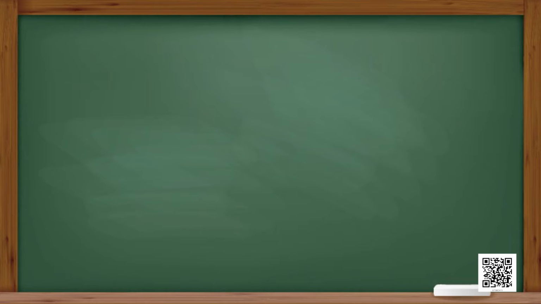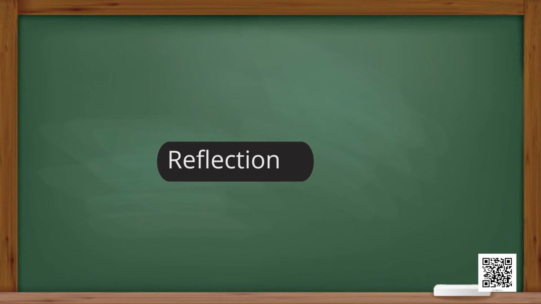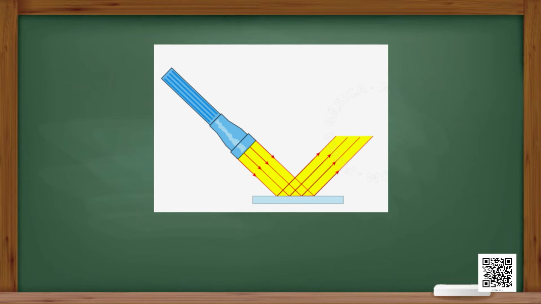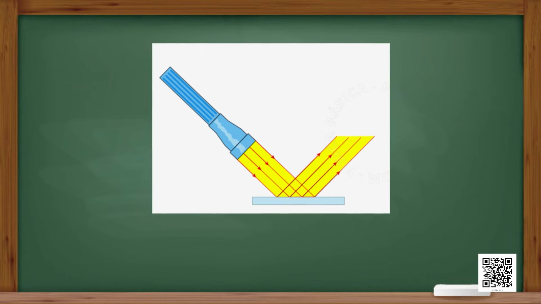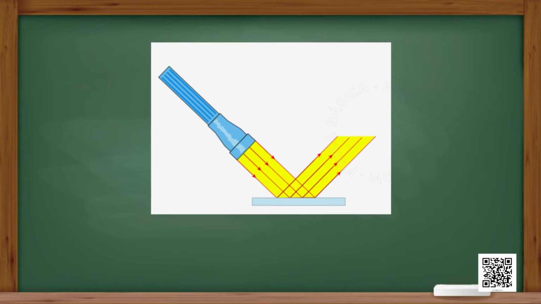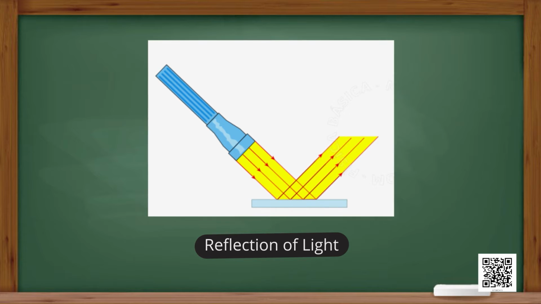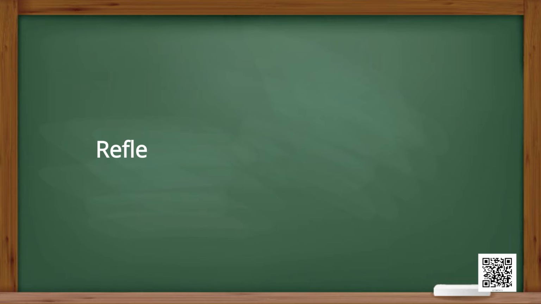First of all, let us discuss reflection of light. When light falls on a mirror or any other polished and shining surface, its path changes. This change in direction of light by a mirror is called reflection of light. Any polished or shiny surface can act as a mirror. Reflection through a plane mirror.